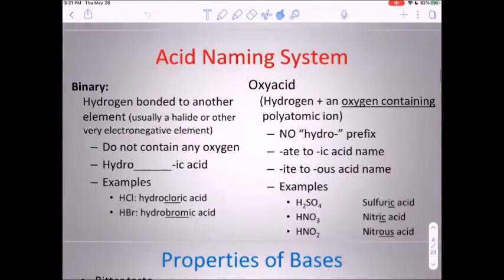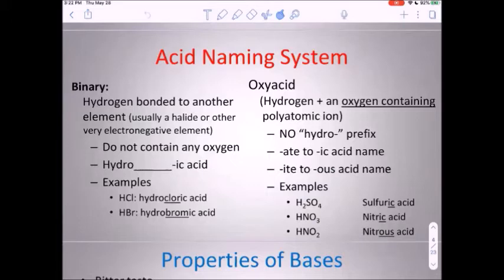For our naming system, in a binary acid, binary meaning I have hydrogen bonded to some other element, usually a halide, one of your halogens, or something else that's very electronegative, it will not contain an oxygen. We would name it as hydro-something-ic acid, and that something comes from the base of whatever it is that it's bonding to. So for example, if I was bonding H to Cl, it's chlorine, so it's going to be hydrochloric acid. HBr, hydrobromic acid. So it's based off of the element that it is bonding to.